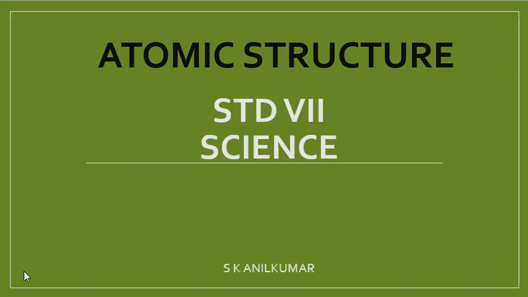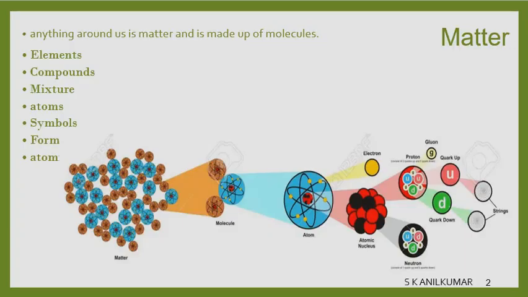Today we are talking about atomic structure, science for class 7. We know that whatever we see around us, whatever has mass, whatever occupies space is called matter.